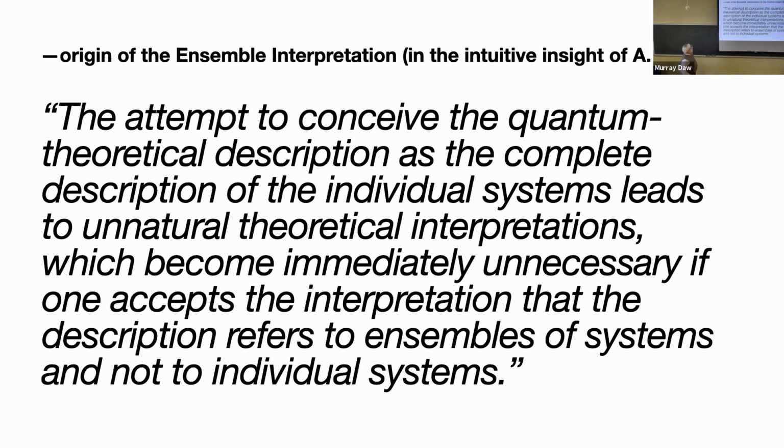"The attempt to conceive the quantum theoretical description as the complete description of an individual system leads to unnatural theoretical interpretations, which become immediately unnecessary if one accepts the interpretation that the description refers to ensembles of systems and not to individual systems." This is the beginning of the ensemble interpretation. Einstein is understanding that what the Schrodinger equation gives us is predictions with regards to ensemble measurements, which you've heard over and over again in this class.